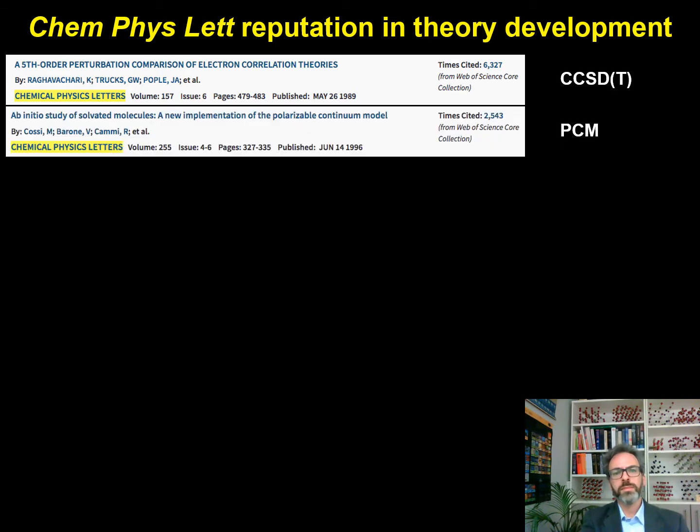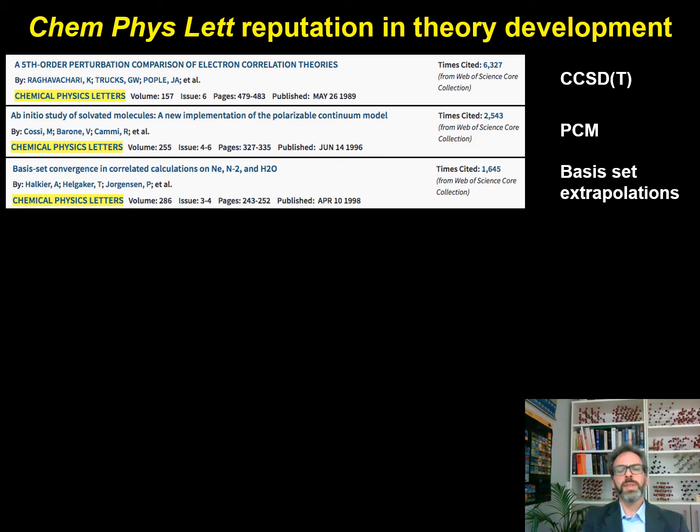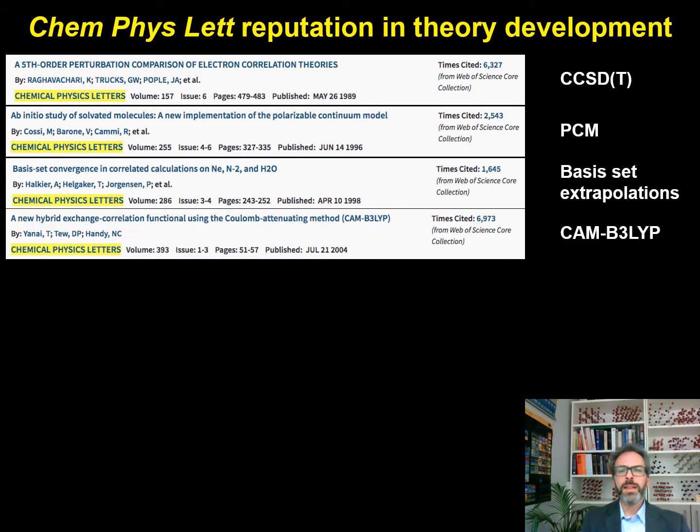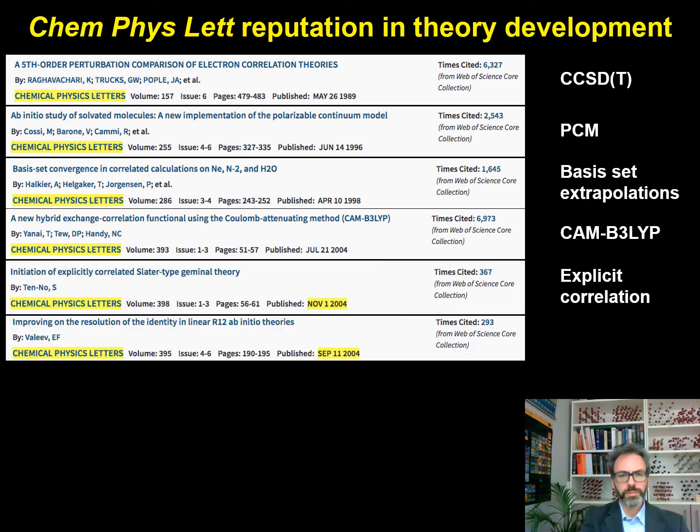This method is known as the gold standard of computational chemistry and is of key importance in composite ab initio methods. One of the papers that developed the polarizable continuum solvation model was also published in ChemPhysLett in 1996. A key paper that developed basis set extrapolations, which are also of key importance in composite ab initio methods, was published in 1998. The paper that developed the CAM-B3LYP method was published in 2004.